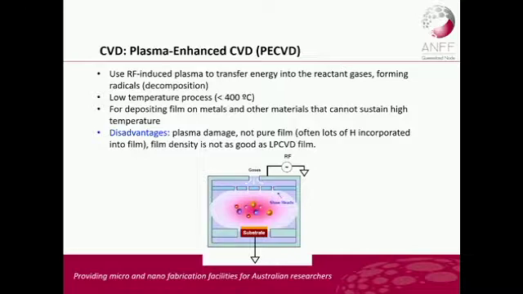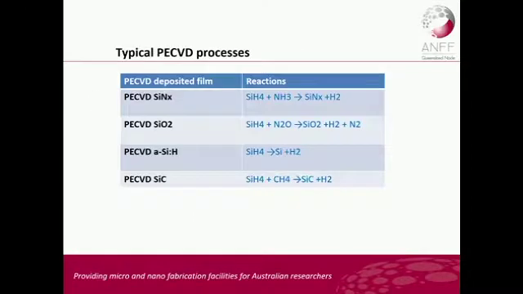The disadvantage of PECVD is that because we're using plasma, it may cause plasma damage. The film is not very pure. There's a lot of hydrogen incorporated into the film, and the film density is not as good as LPCVD. And this is a typical PECVD process. This is very commonly used in both research and industry.